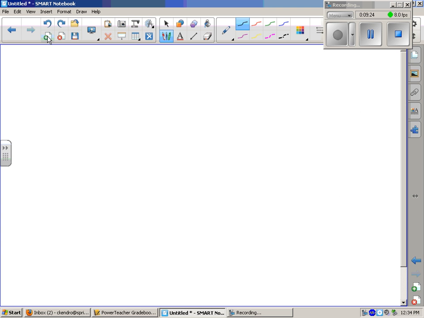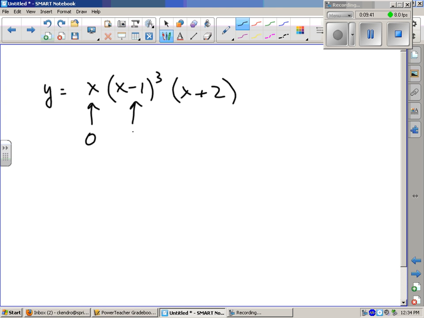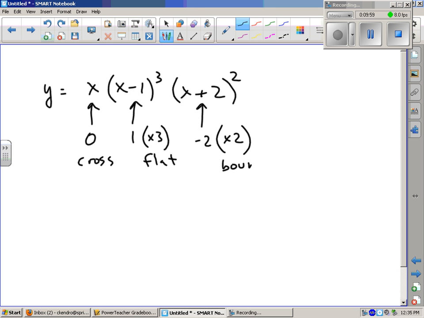All right, let's say I have y equals x times (x minus 1) to the third times (x plus 2). All right, so this has a multiplicity of 1. This has a multiplicity of 3, so we just put a little times 3 after it. This is -2. Actually, I forgot the 2 up here. It has a multiplicity of 2. So here we're going to cross through. Here we're going to flatten out a little bit. And then here we're going to bounce off.